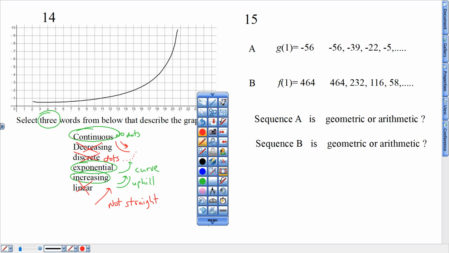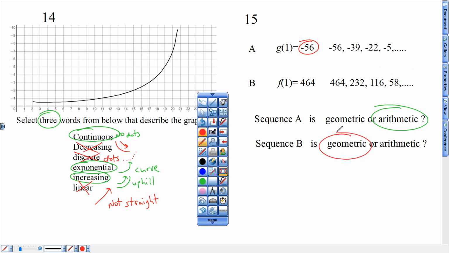15, and the fourth word is seal. Seal. So for this guy, they want to know if it's geometric or arithmetic. For this one, if I look at this, I have negative 56, and I'm going down by little. So this one is going to be arithmetic. This guy right here, this is big, big, big, big gap. That one is going to be geometric.